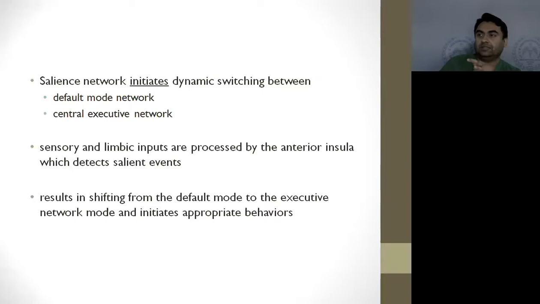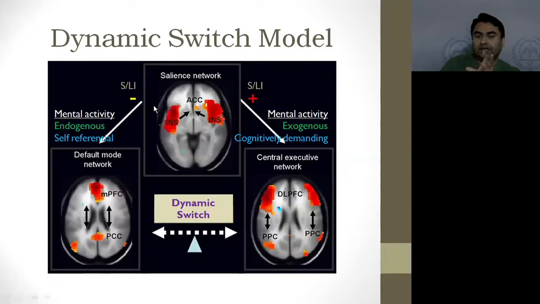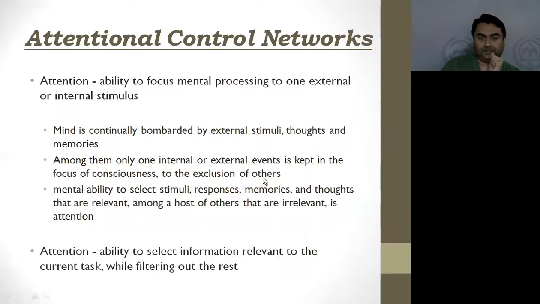So this is the dynamic switch model, where you have the salience network ready to detect any stimulus, whether sensory or limbic. If it is present, it changes this dynamic switch from a default mode network, which is active at rest, with referential and endogenous mental activity, into the central executive network once it detects a stimulus, where an exogenous stimulus requires a cognitively demanding response.